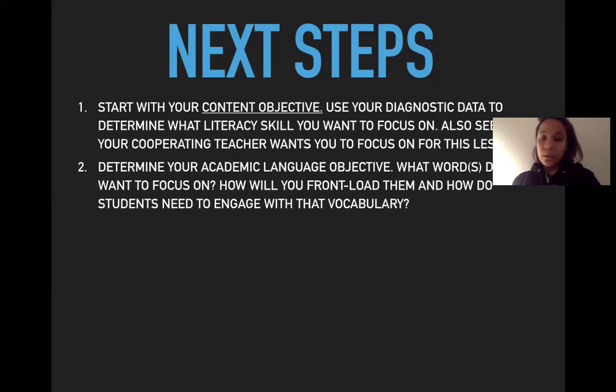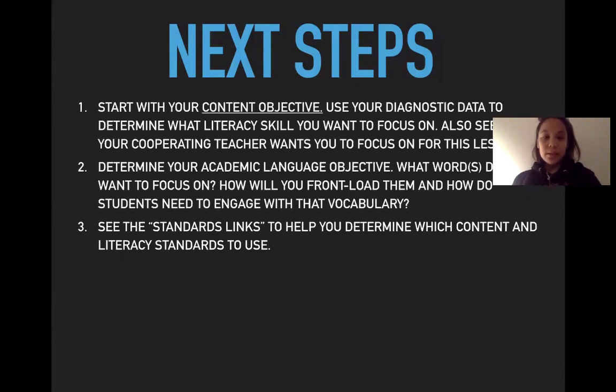So what word or words do you want to focus on? Try not to focus on too many. How will you front load them, and how will students need to engage with that vocabulary, right? So are you choosing a content specific word? Are you focusing more on a general kind of term like analyze or summarize, right?